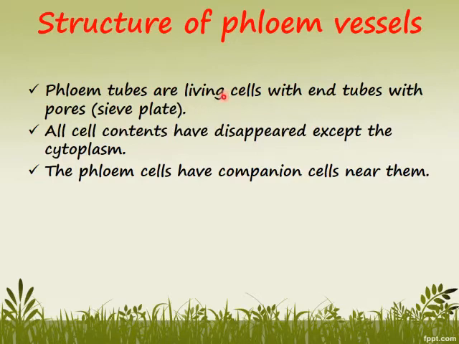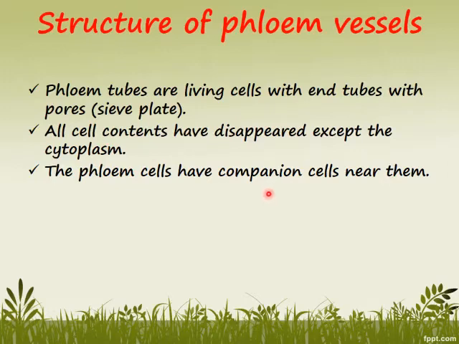Phloem tubes are living cells, and they have ends with pores, which are basically the sieve plate. All cell contents have disappeared except the cytoplasm. The phloem cells have companion cells near them.